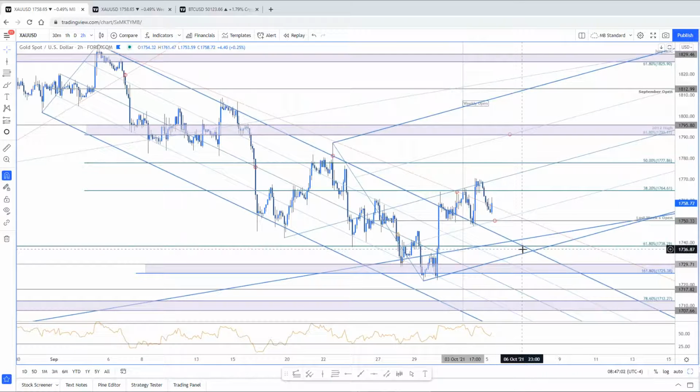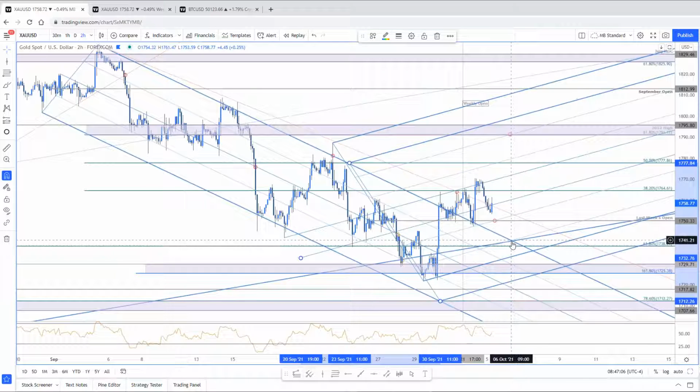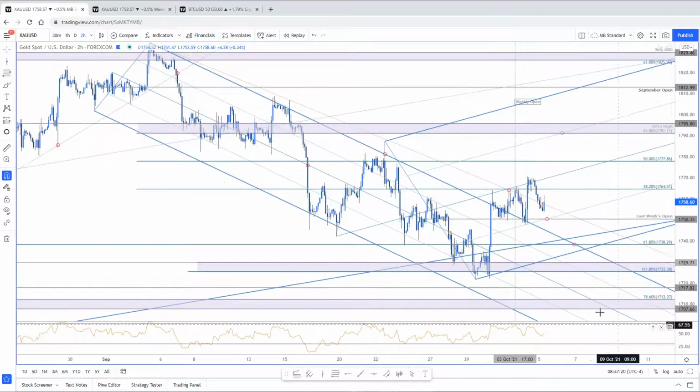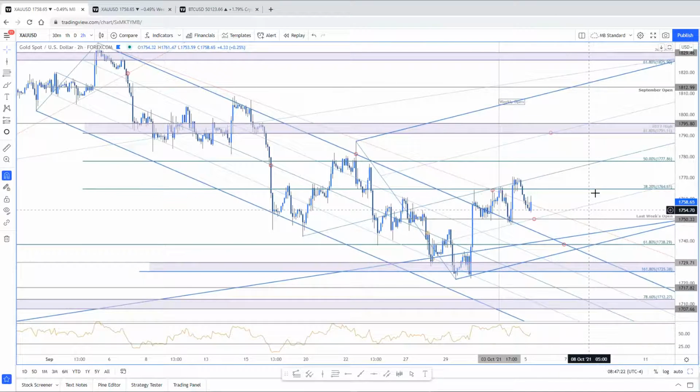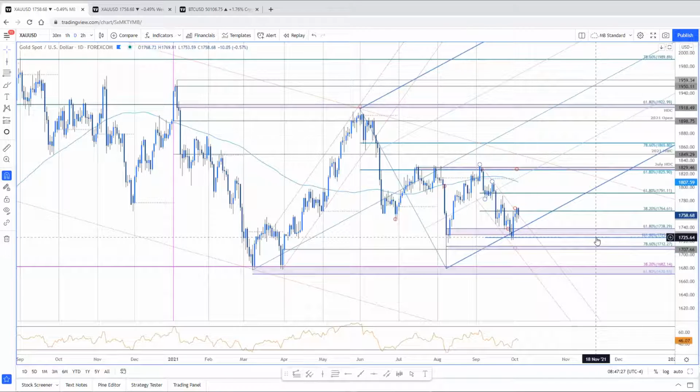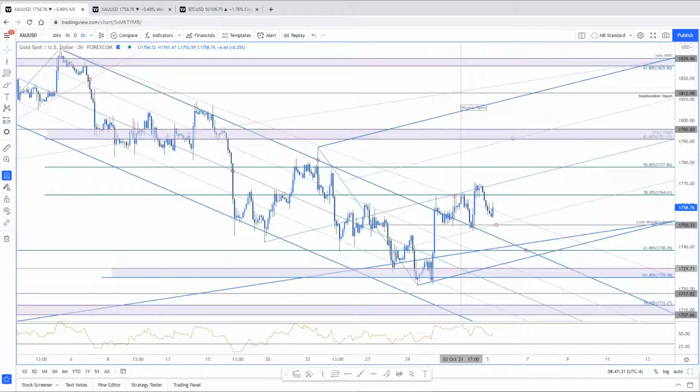So looking for downside exhaustion, ideally ahead of 1738. Sorry about that. Ideally ahead of this low, which is the 618. That's the max I'd want to see any downside hit if we are heading higher. And then, like I said, a breach of the highs, look for 1791. But gold is at pretty pivotal support, and it needs to really hold its own here if we are turning higher.